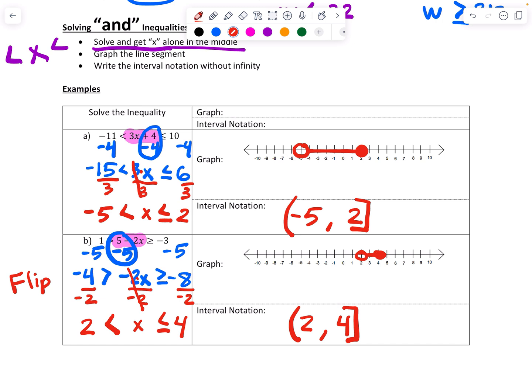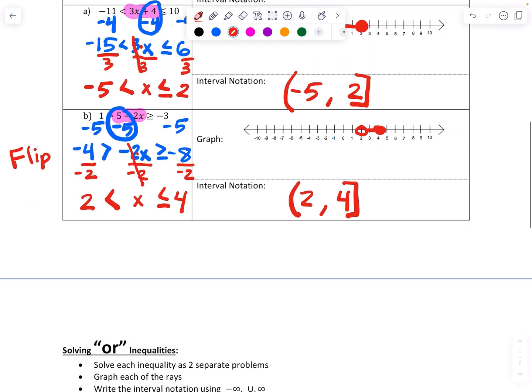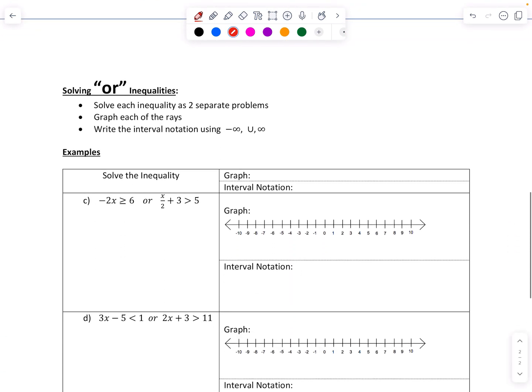All right, so that's solving and inequalities. Next problems, we're going to be solving or inequalities. For these ones, you're going to solve each inequality as 2 separate problems, and then you're going to graph the rays.